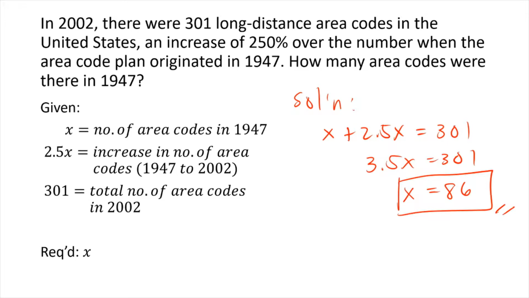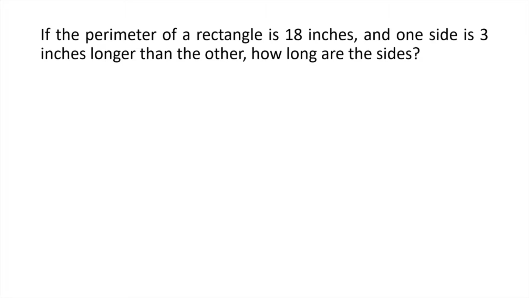Next problem. If the perimeter of a rectangle is 18 inches and one side is 3 inches longer than the other, how long are the sides? Let's start by defining the shorter side, or the width, as x. And since the longer side is 3 inches longer than the shorter side, that would be x plus 3. That's our length.